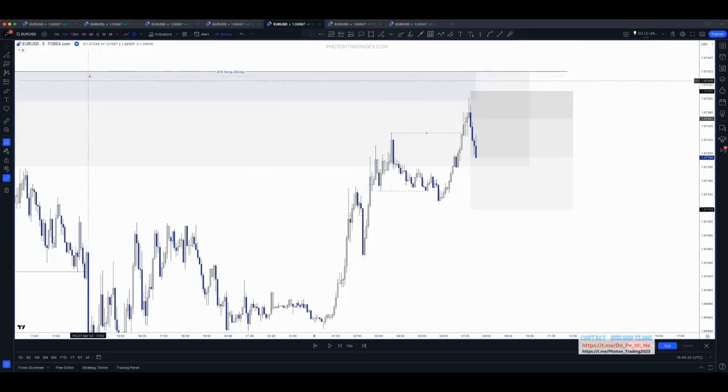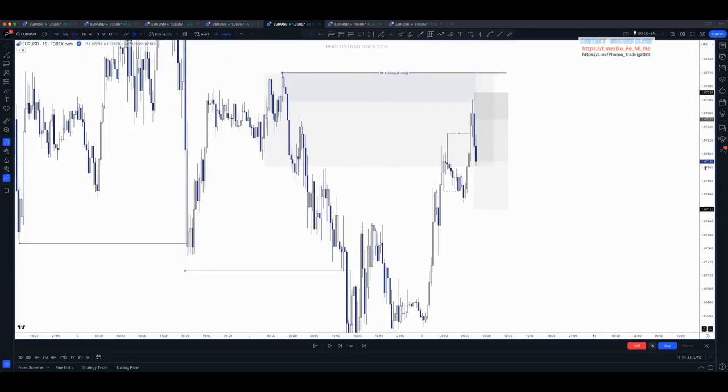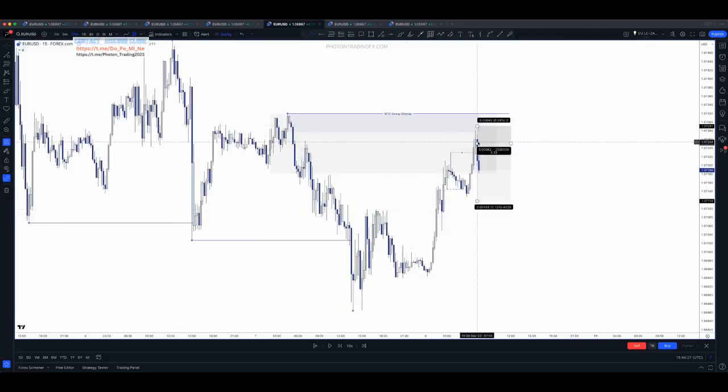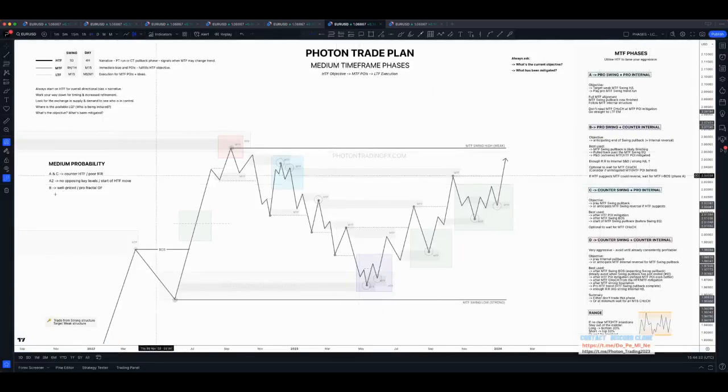Now, before I play this out, I do want to talk about the M15. What are the phases here? The phase is that we are shorting pro swing, but we are against the internal trend. So what does that bring us on our phase chart? It brings us to phase B. And this is what we say in the theory lesson for medium probability, that phase B is generally always medium probability because we are trading against the internal structure. We don't have it on our side.